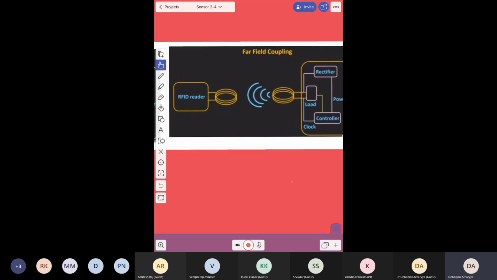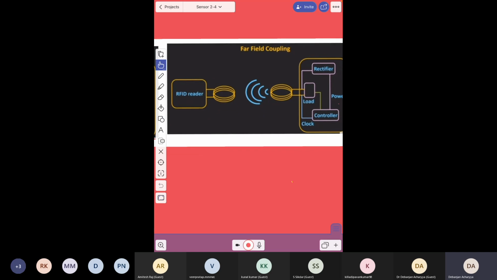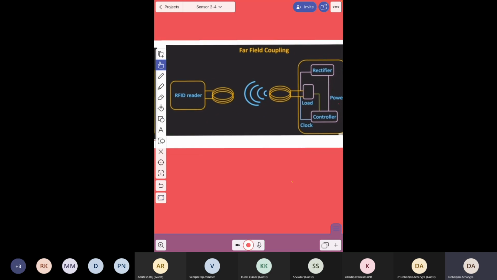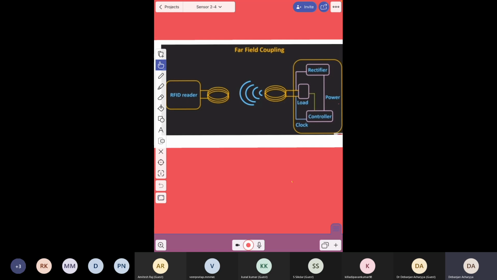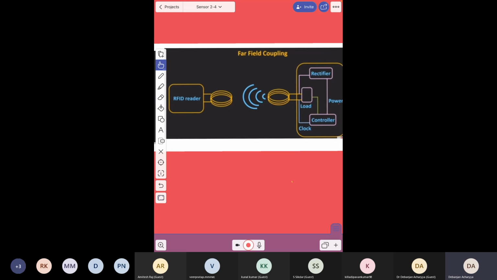Now in far field coupling, what is happening? In far field coupling, as I told you, this is a kind of electromagnetic coupling. These generally depend on the active type of tags, and generally use the backscattering signal to detect.